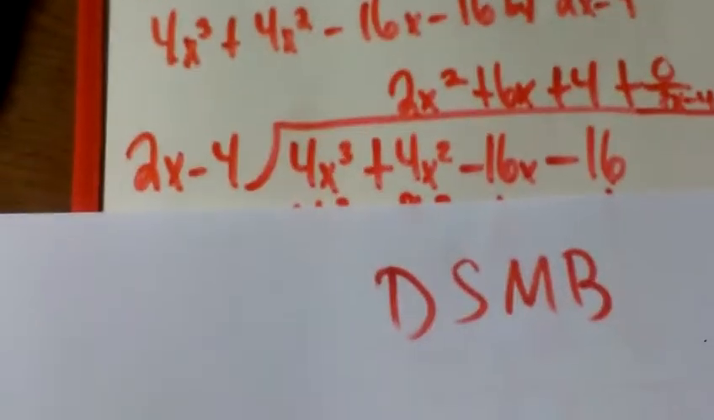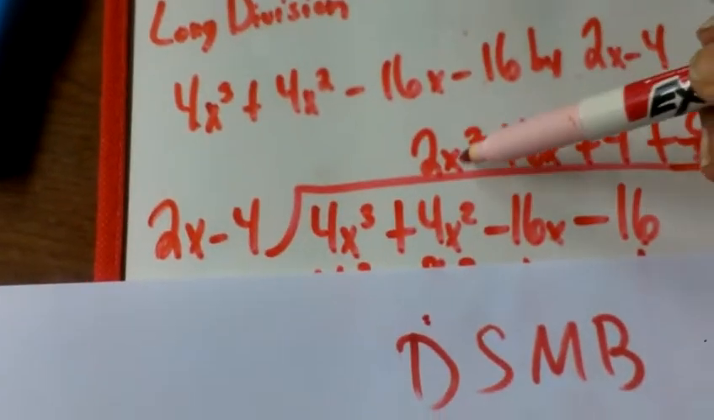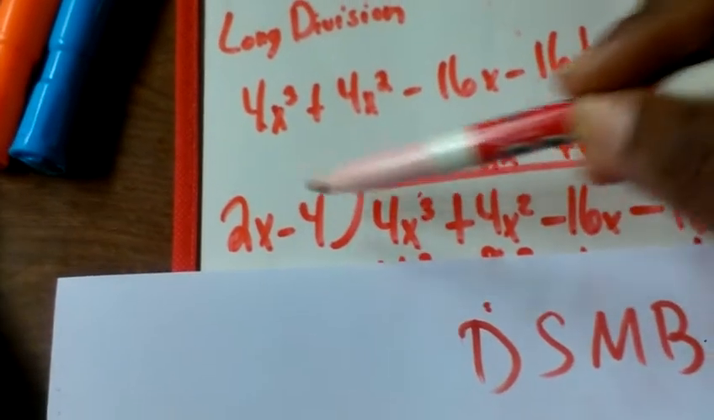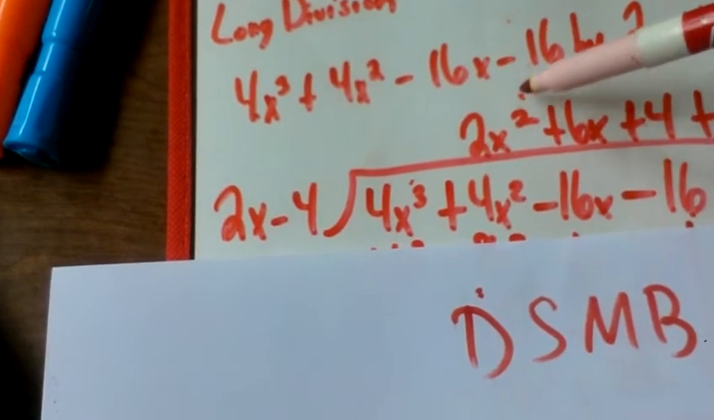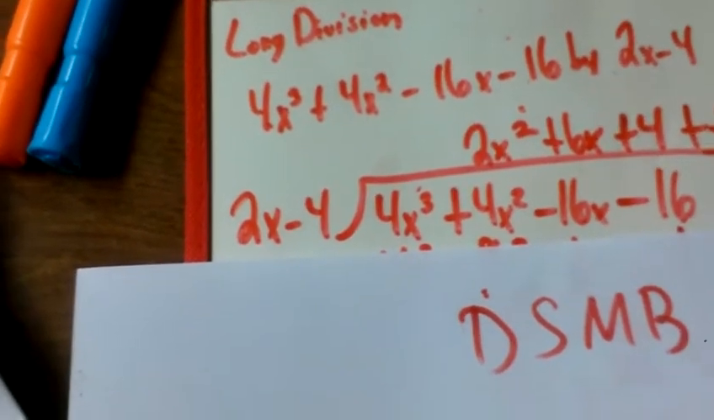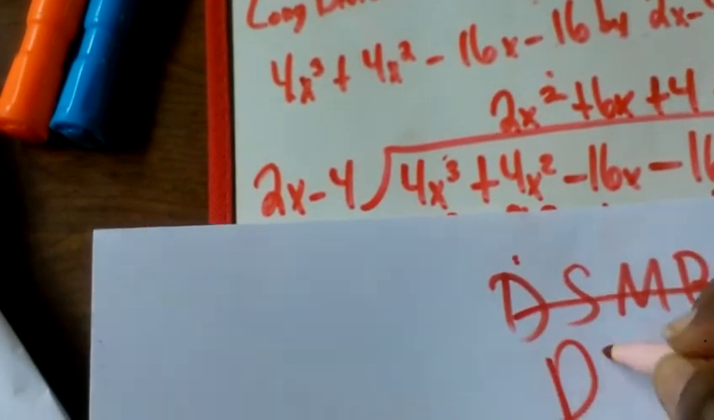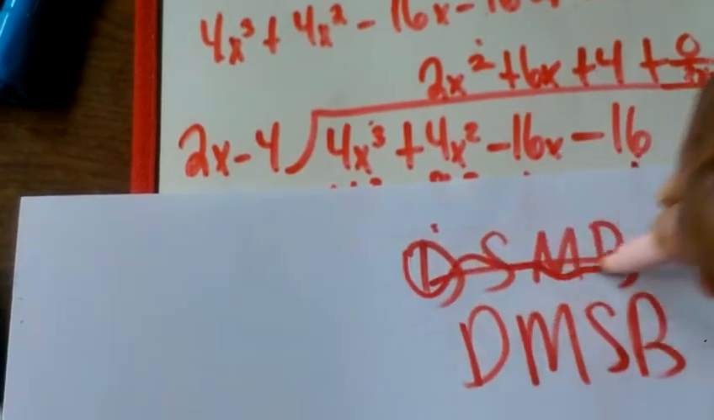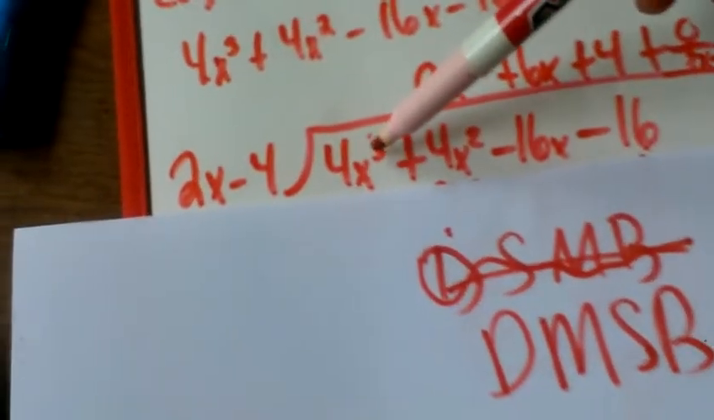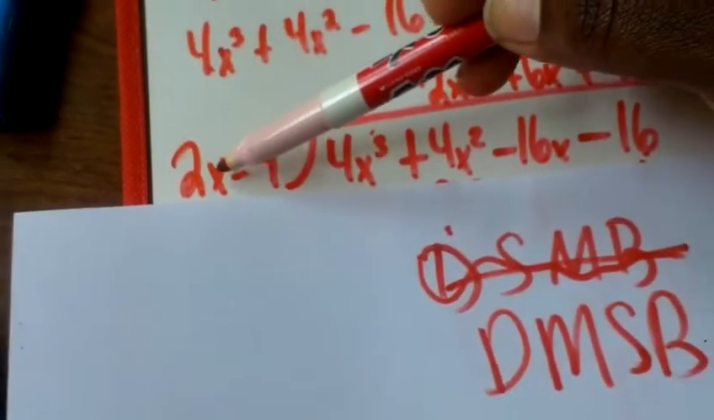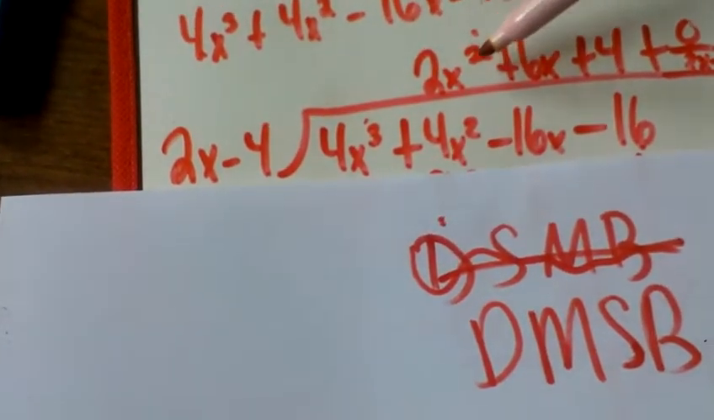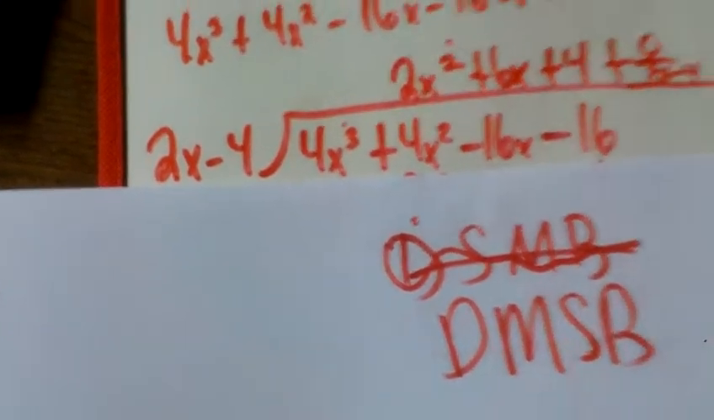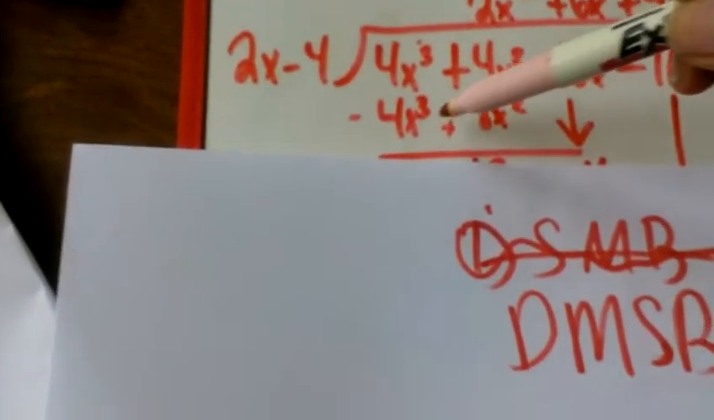So the first thing we're going to do now is divide. We divide the 4x to the third by the 2x, which is going to give us 2x squared. And then 2x squared times 2x is going to give us 4x to the third.